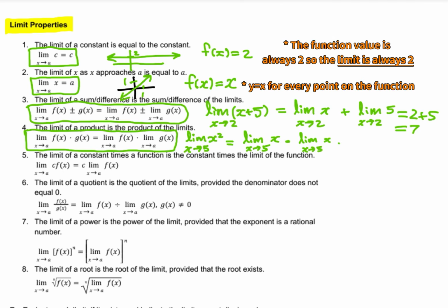Both of these limits are 5. So we have 5 times 5. That gives us 25. Therefore, our answer is 25.